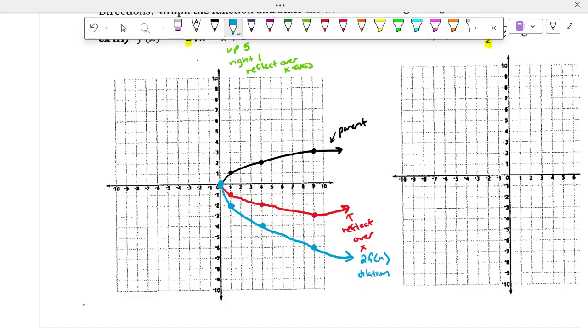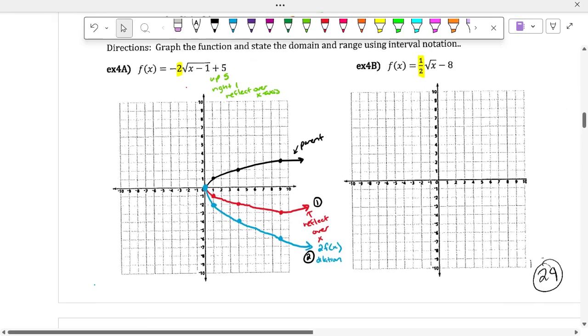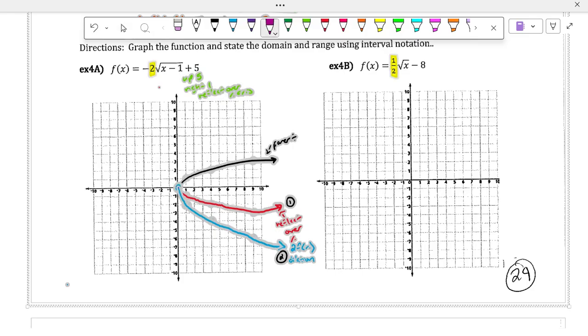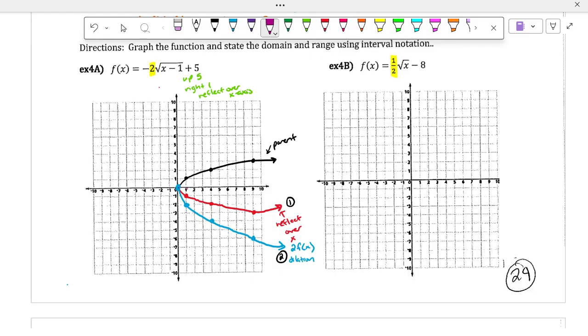So I start with my parent function. I then did the reflection, and then I did the dilation. All right, we're still not in my final graph. My last one, I'm going to do my shifts. So from the blue graph, all right, I'm going to shift right 1 and then up 5 for all of them. So at 0, 0, I'm going to shift right 1, up 1, 2, 3, 4, 5.